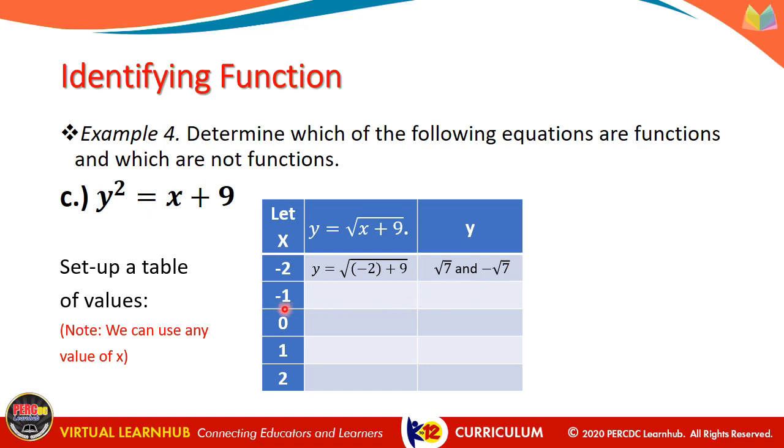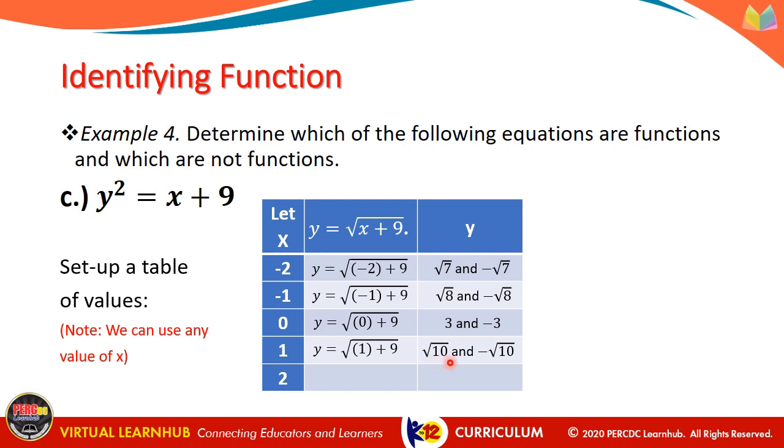Okay? Substituting negative 1 to x will give us y equals square root of negative 1 plus 9, which is equal to positive square root of 8 and negative square root of 8. Substituting 0 to x will give us y equals square root of 0 plus 9, which is equal to positive 3 and negative 3. Substituting 1 to x will give us square root of 1 plus 9, which is equal to positive square root of 10 and negative square root of 10. And substituting 2 to x will give us square root of 2 plus 9, which is equal to positive square root of 11 and negative square root of 11.